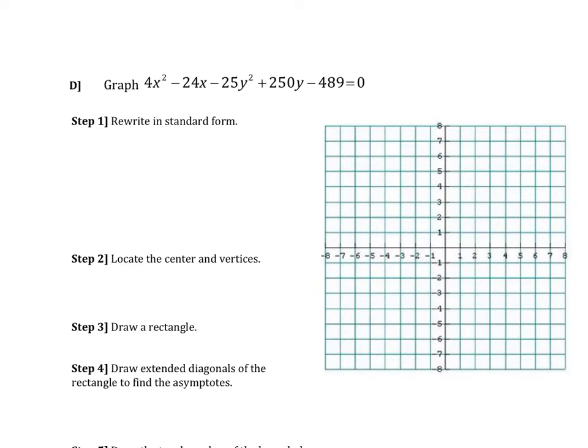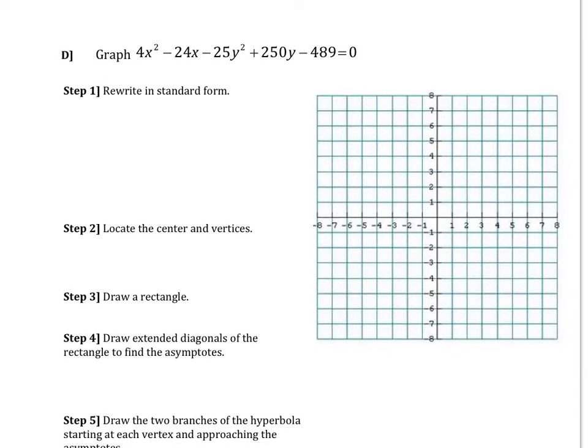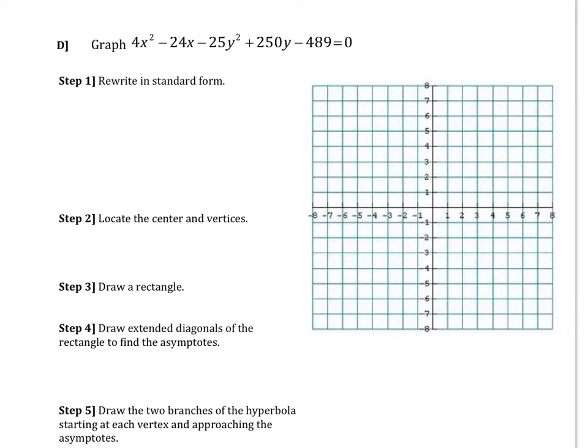All right, one more example here. This is an example that is not in standard form. We're going to have to rewrite it by completing the square. So just like when we completed the square with an ellipse, we're going to have to factor, take out an a value, complete the square, and make those adjustments.